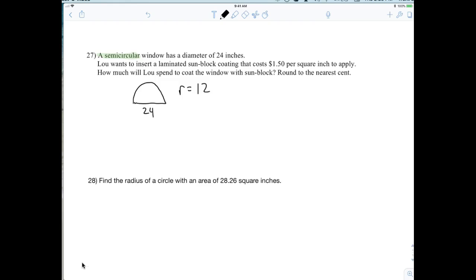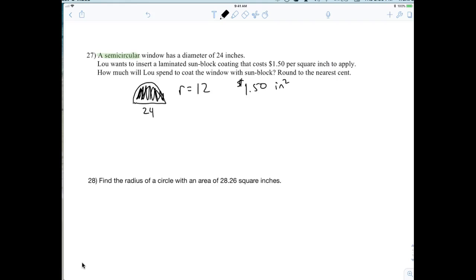All right. Now it also says it's going to cost $1.50 per what? Per square inch. So the question is, I'm going to cover this window. All right, so I have to figure out how many square inches that is. So how do I figure out what that area is, Bradley? No, not even close yet. Not even close. Come on, Bradley, you got to think better than that.